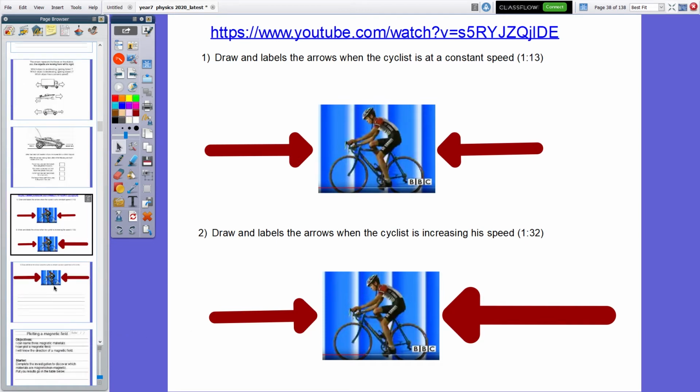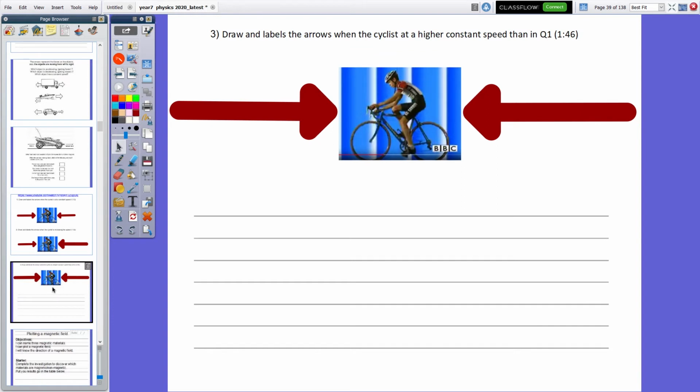Okay. Final one. Well, if the cyclist is travelling at a higher speed, but he's still travelling at a constant speed, than he was initially, well, clearly he's going to have more resistive force from air resistance. And if he's travelling at a constant speed, that must mean his driving force, his push force that's driving him forward, must be equal. So can you see how these are different?